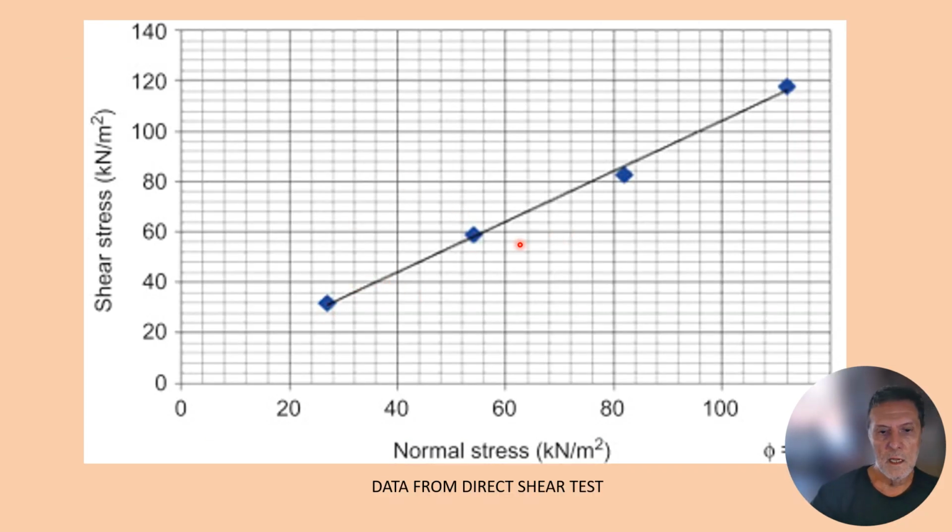So here's a plot of data from a direct shear test. The higher the normal stress is, the more shear stress it's going to take to fail that sample. So you press down harder and harder on it, it's going to take more force to fail that sample.